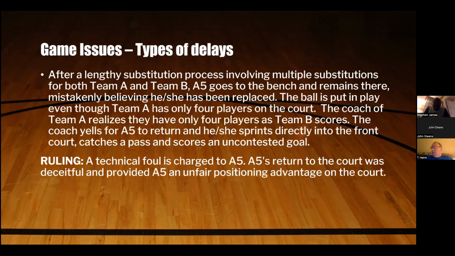That's why it's really important for us to count before we put the ball in play. If you're working a varsity game, there's 3 of us out there, and we need to make sure not only that there's not 6 out there, but there's not 4 out there. We need to have 5 before we put the ball in play. Anybody have a question on that one?